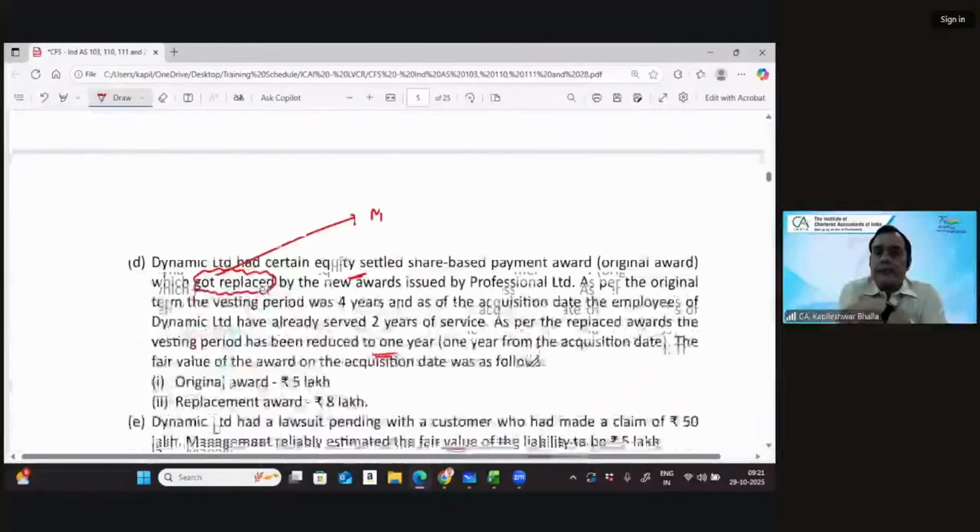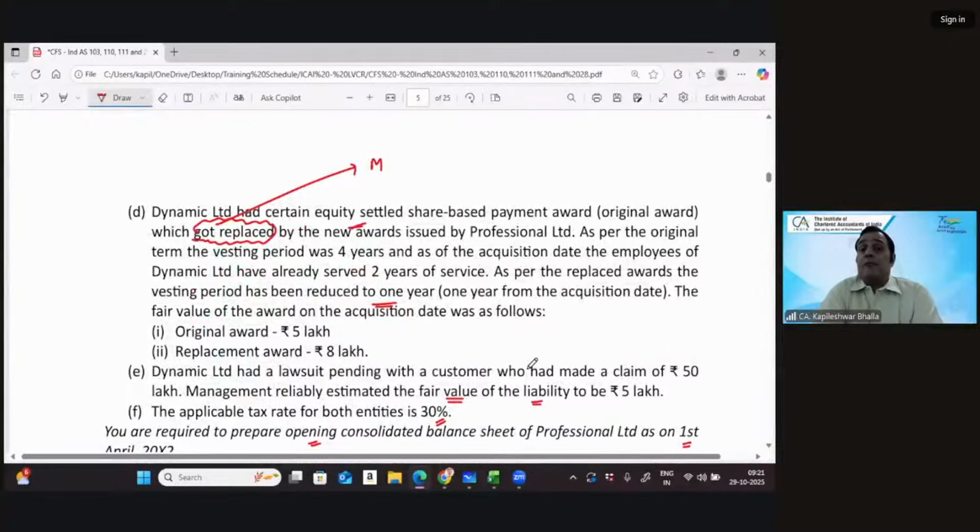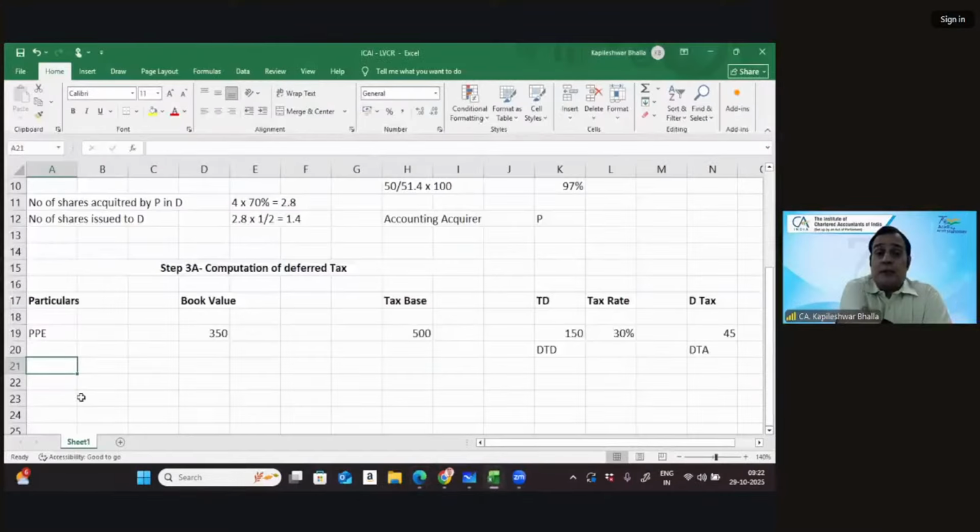Then I am given the inputs in terms of point number E. Now, in point number E, I am given that there is a lawsuit against the company, and that has a fair value to the extent of 5 lakh. So this will also be a part of my inputs. So we can take this as a contingent liability.